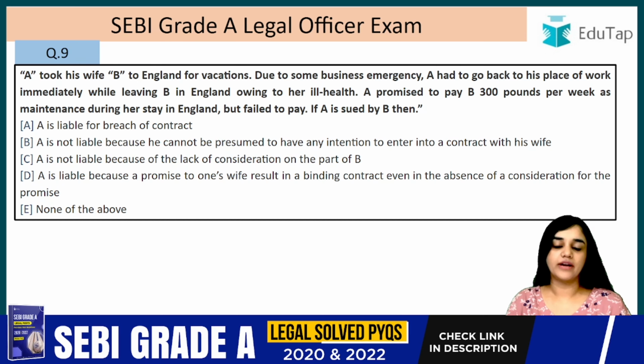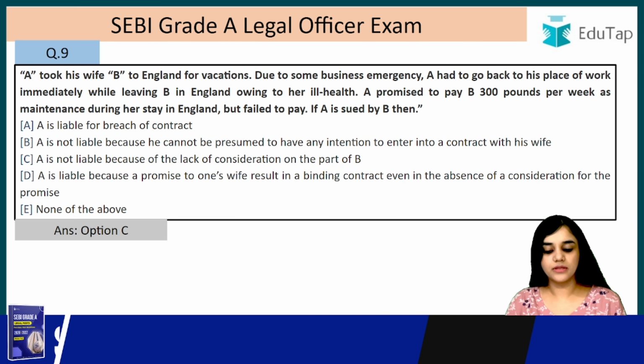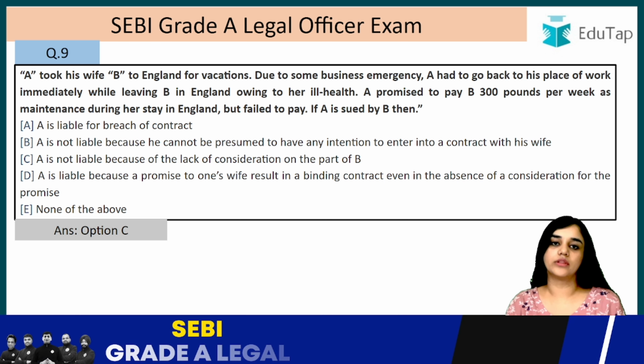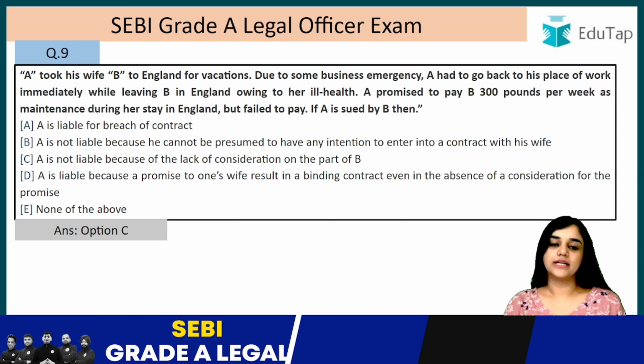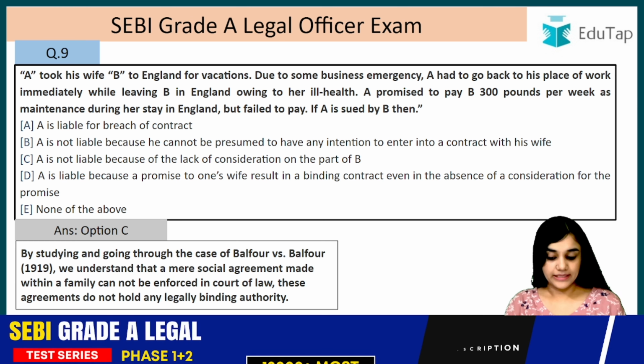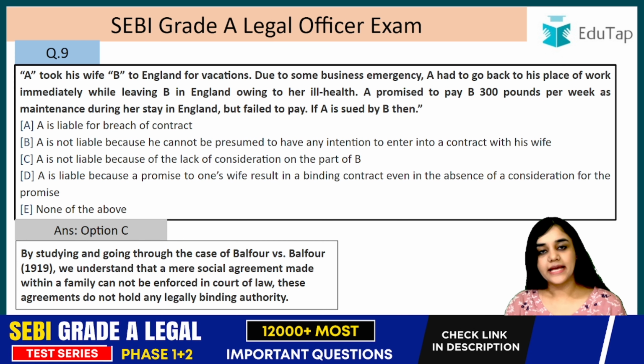First of all, we have to find out if this is a valid contract. The answer is A is not liable because of the lack of consideration on the part of B. I've told you that consideration has to be on both sides, right? So A is not liable because of the lack of consideration on the part of B. Let's read the explanation. It was a case law. It is a 1919 case, Balfour versus Balfour.